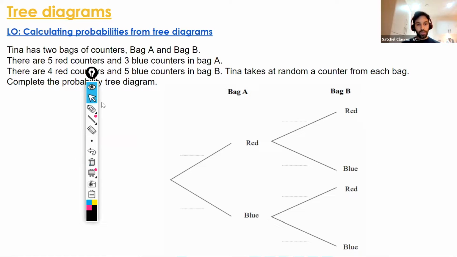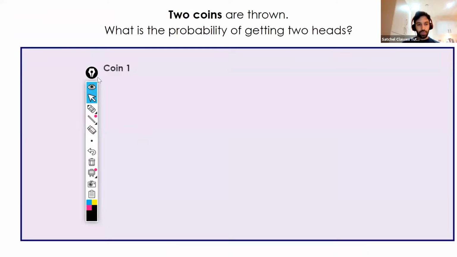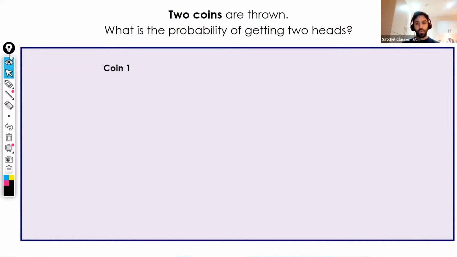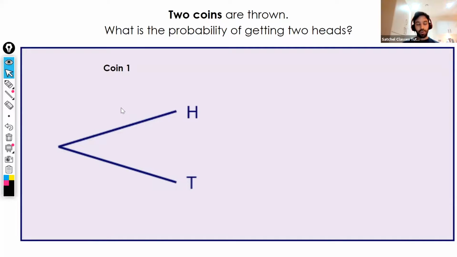So going on to our next example, which is quite simple. It says 2 coins are thrown. What's the probability of getting 2 heads? So coin 1, we have 2 possible outcomes, either heads or tails. And the probability of each outcome is going to be 1 out of 2. We can either get 1 head or 1 tails.